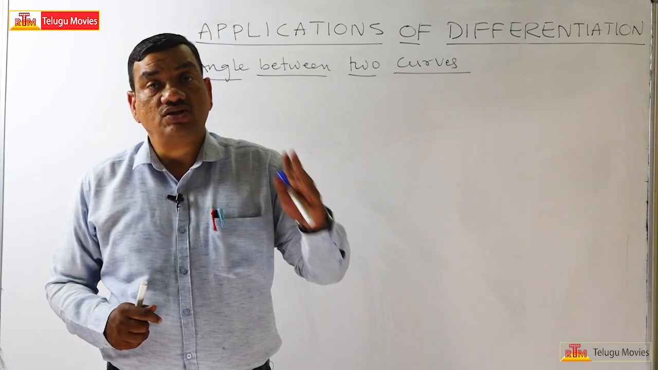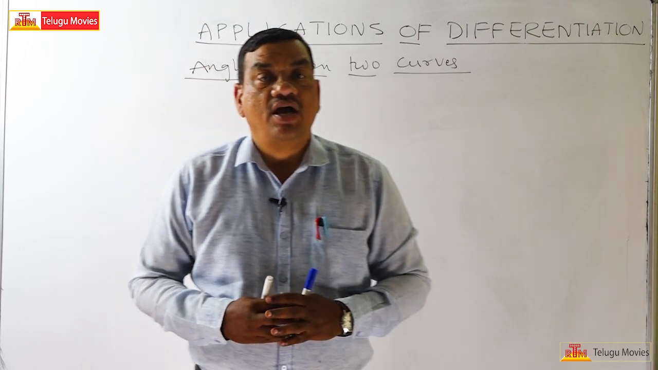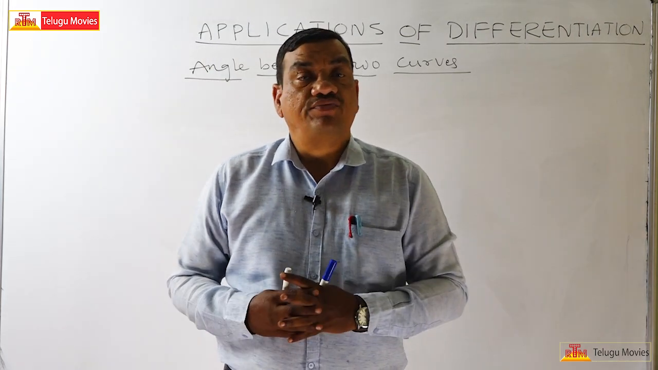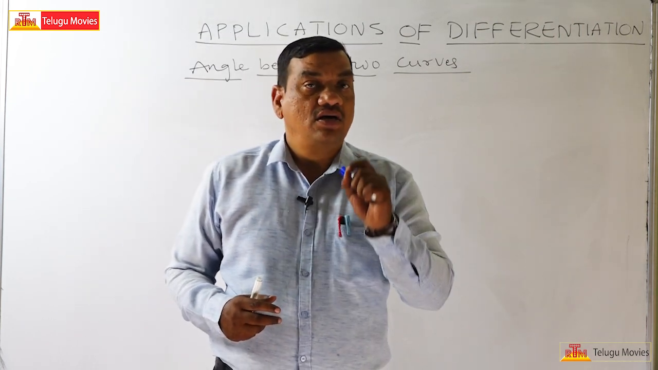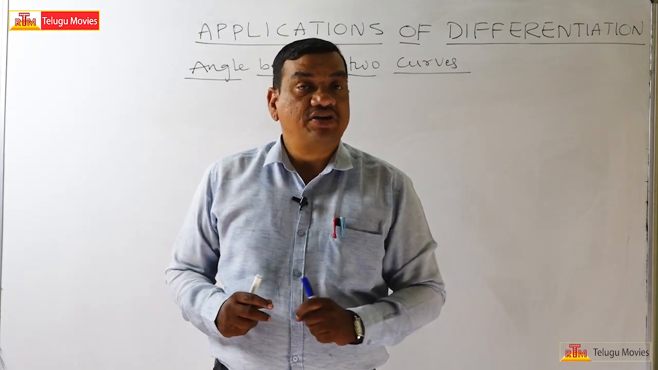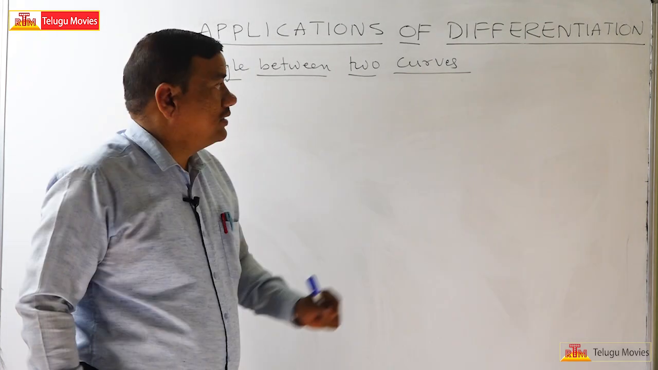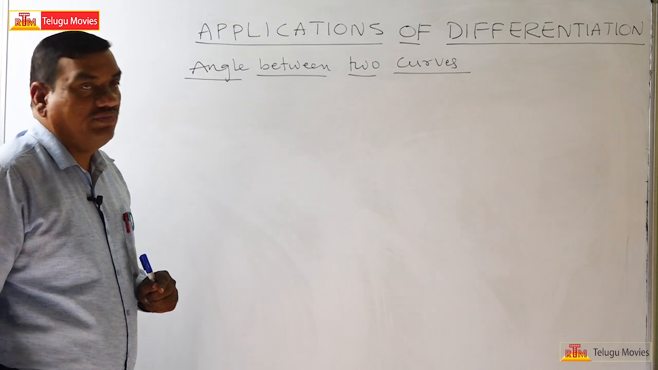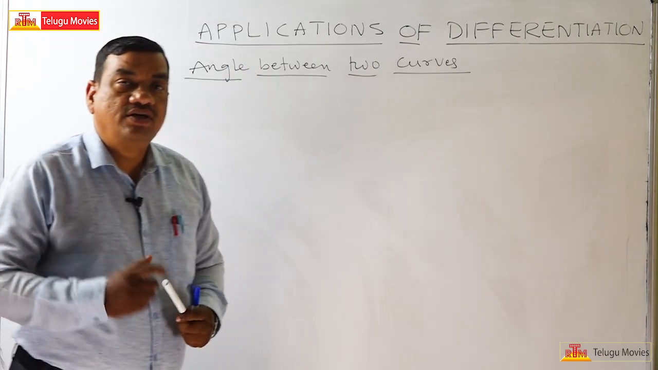In the last classes, I have explained what is differentiability and an application of differentiation. We have explained what is a tangent and a normal. Their equations are also discussed. In today's class, in the chapter applications of differentiation, we are going to see the angle between two curves.